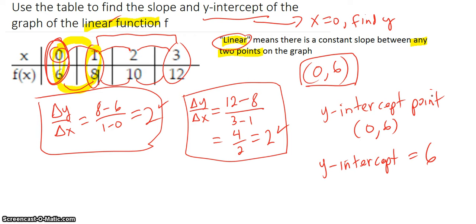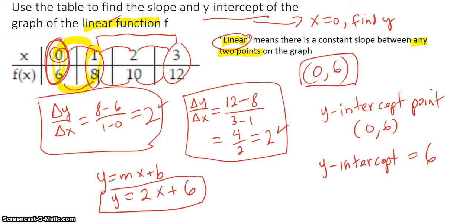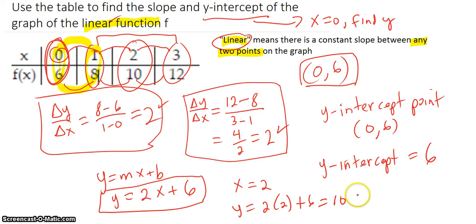So if you wanted to then continue on to find the equation of that line, it would be y equals mx plus b form, slope-intercept, which would be y equals 2x plus 6, where 2 is the slope and 6 is the y-intercept. And let's just verify that at this point, (2, 10). When x is 2, y is 2 times 2 plus 6 equals 10. Checks out.